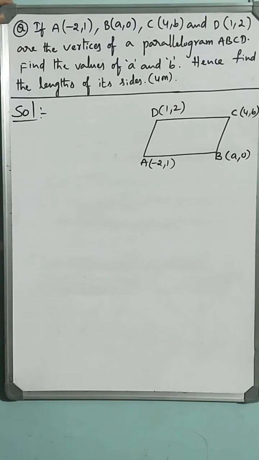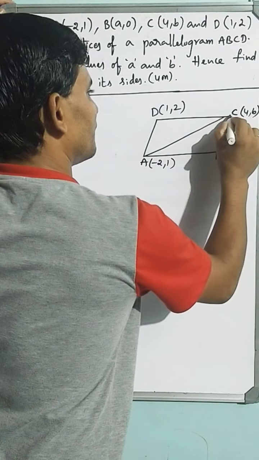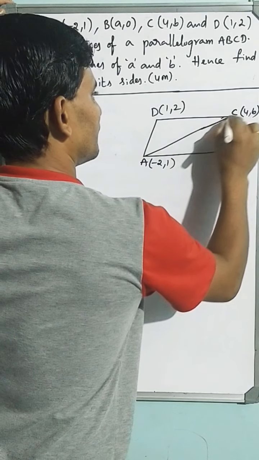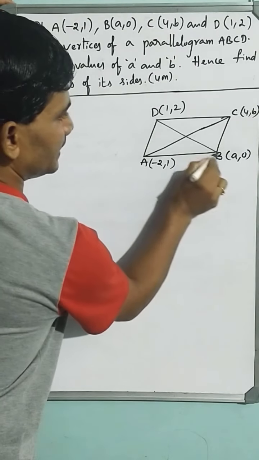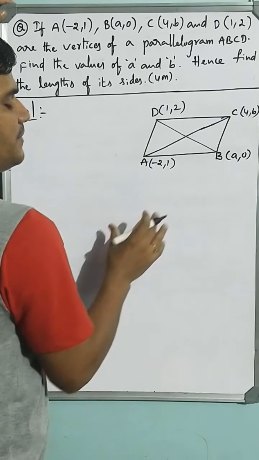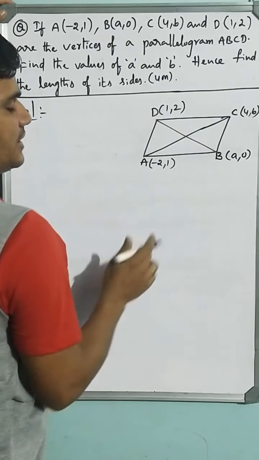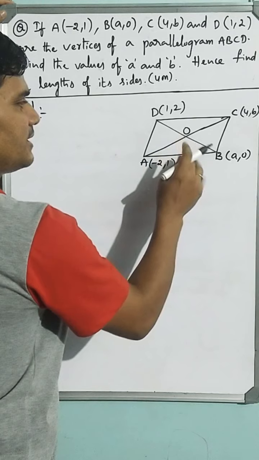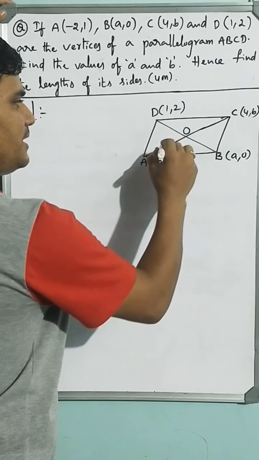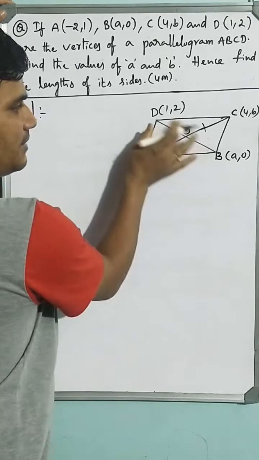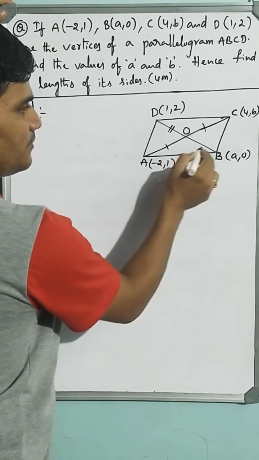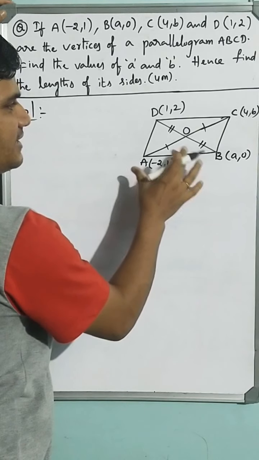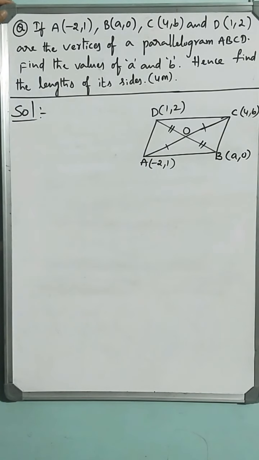We solve this question by the property of the parallelograms, that is, the diagonals of the parallelogram AC and BD bisect each other. Bisect means divides each other into equal segments. With the intersection point O, AC is bisected by BD, and BD is bisected by AC, so DO is equal to OB. In other words, the midpoints of the two diagonals are the same.